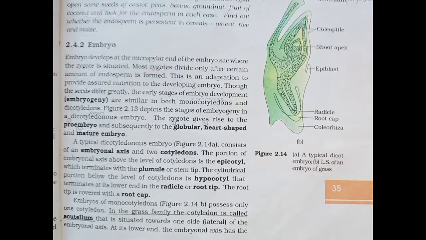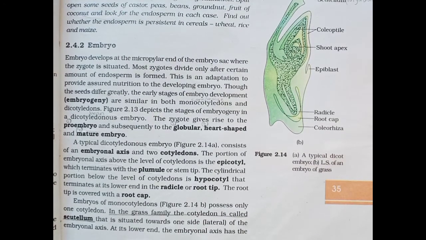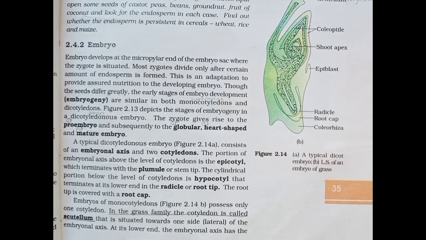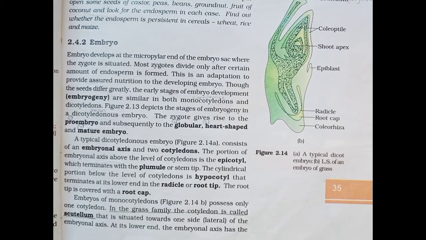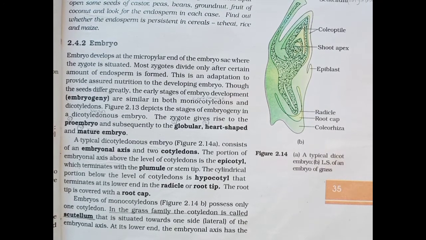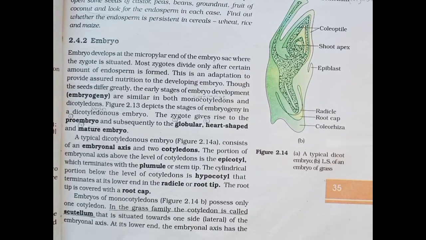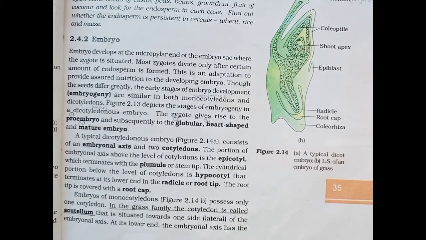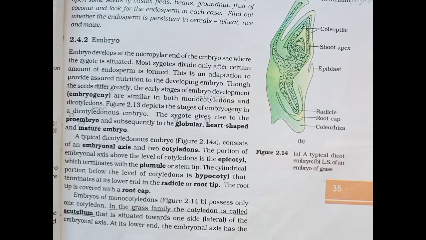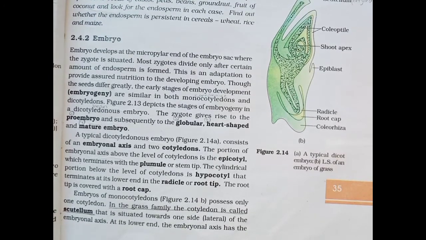Embryo. Embryo develops at the micropylar end of the embryo sac where the zygote is situated. Most zygotes divide only after a certain amount of endosperm is formed, because we know that the embryo development is later than the endosperm development, right? Because they have to depend on the nutrition which is produced by the endosperm. So most zygotes divide only after a certain amount of endosperm is formed. This is an adaptation to provide assured nutrition to the developing embryo.